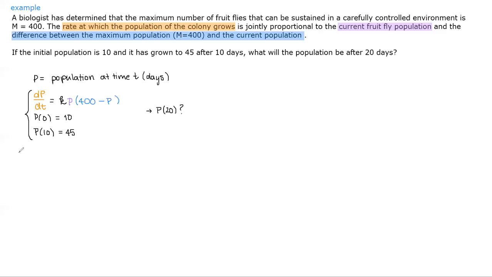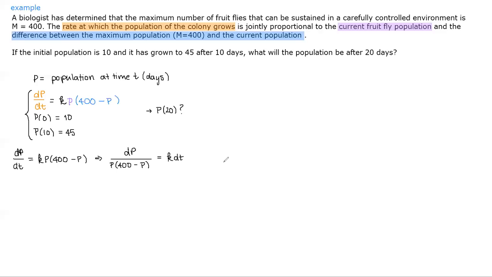So I have the differential equation dP over dt is equal to K times P times 400 minus P, which if I separate will give me dP over P times 400 minus P is equal to K times dt.